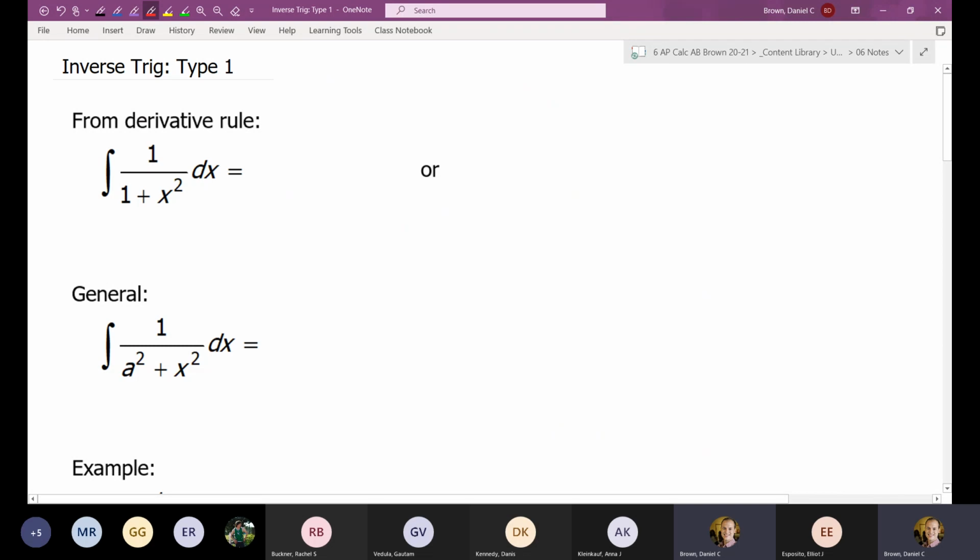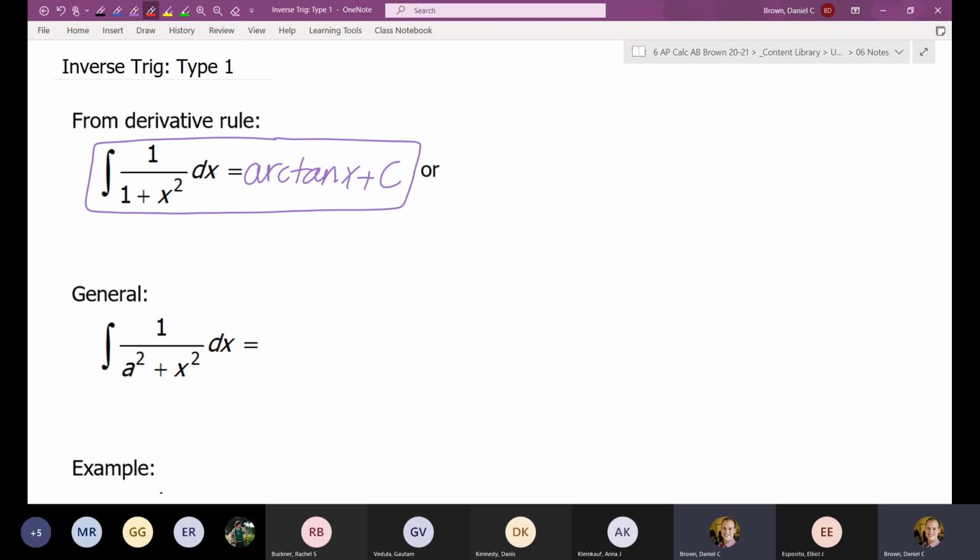This will be the first type of integral that we're going to talk about. So I have the integral of 1 over 1 plus x squared. This is the most simple, most basic type of inverse trig problem that I could come up with. And this one's going to come straight from the derivative rule. Well, which inverse trig is going to be the integral of 1 over 1 plus x squared? Our tangent is the one that it looks like. That's coming straight from the derivative rule. And so this is basically the reverse of the derivative rule.